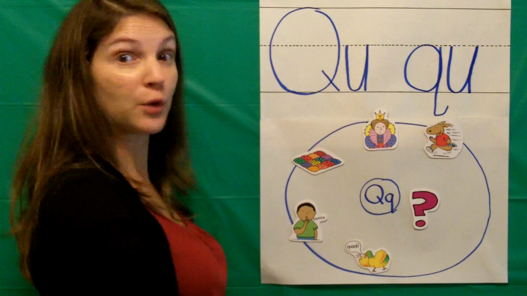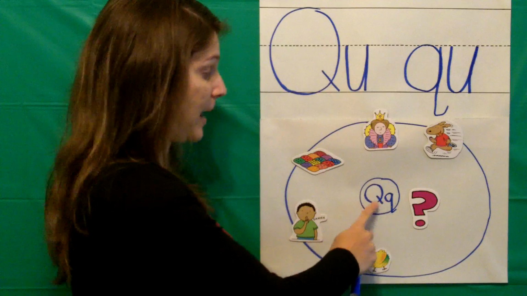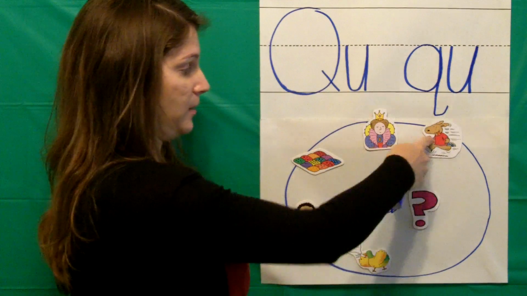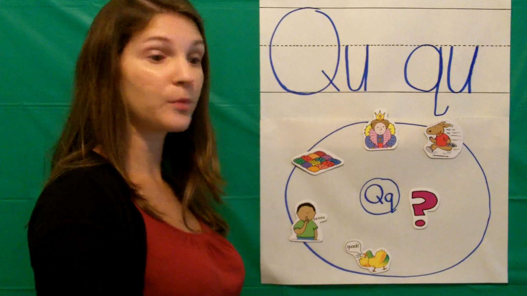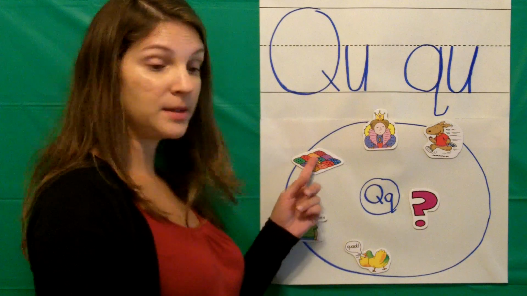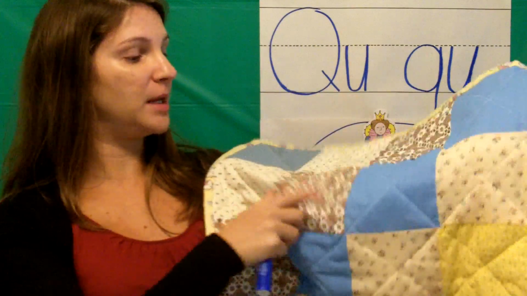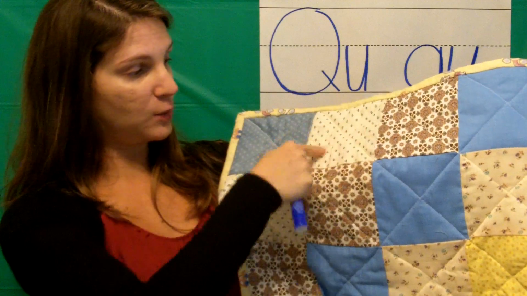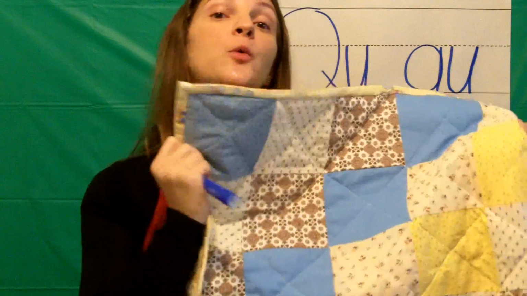So I have a circle map over here. Okay, and in the center of my circle map, I have a capital Q and a small q. And then around the circle, I have things that begin with the letter Q. One of the first things I want to show you is this. This is called a quilt. Can you say quilt? Now I'm going to show you a real quilt. So a quilt is made up of different material that's sewn together from different types of fabric. So here is my quilt. Now let's write the word quilt.